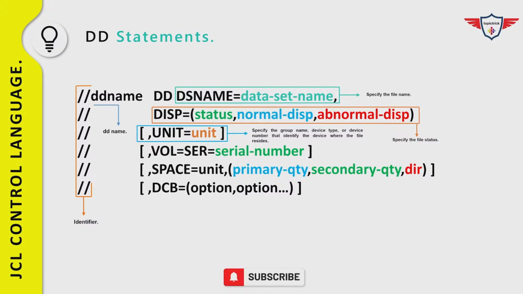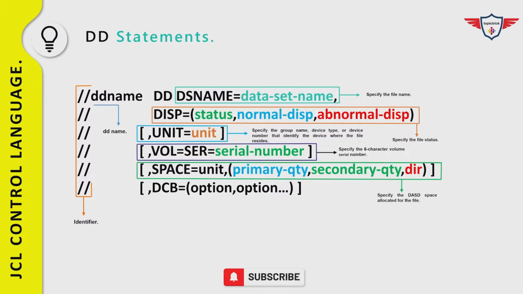The next parameter is UNIT, and it is used to specify group name, device type, or device number that identifies the device where the file is residing. And remember, if the file is already cataloged, then you are not required to code the UNIT parameter. The next parameter is VOLUME equals SER, and it is used to specify the 6-character volume serial number of the volume that contains the file. Again, it is not required if your dataset is already cataloged.